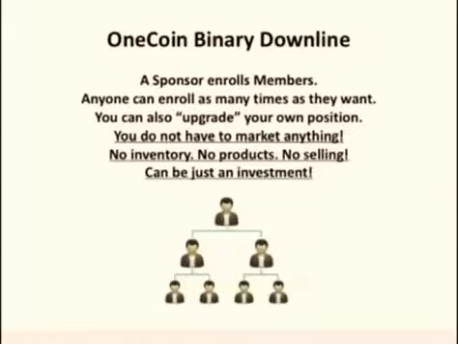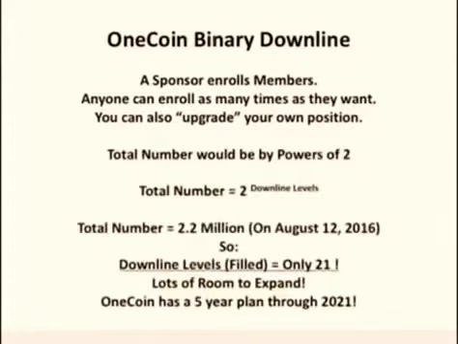The next slide shows how this downline works. I was wondering, hey, if we've got 2.2 million people involved today worldwide, how many levels in a binary system would that be? It turns out when you do the math, it's only 21. That means from the topmost person, which is probably the president of the company, there's only 21 levels. So there's a lot of room to expand, and the company has a 5-year plan through 2021.